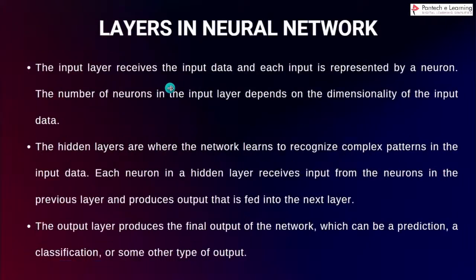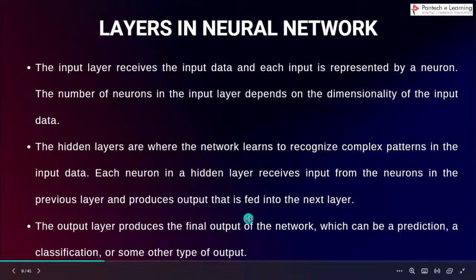Once again, the layers: the input layer receives the input data, and each input is represented by a neuron. For example, the number of neurons in the input layer depends on the dimensionality of the input data, and the hidden layers are where the network learns to recognize complex patterns in the input data. So here you won't be giving any patterns. It will try to recognize on its own by passing it forward and backward through the hidden layers. A hidden layer receives input from the neurons in the previous layer and produces it to the next layer. And you can have multiple hidden layers, that's up to your wish.